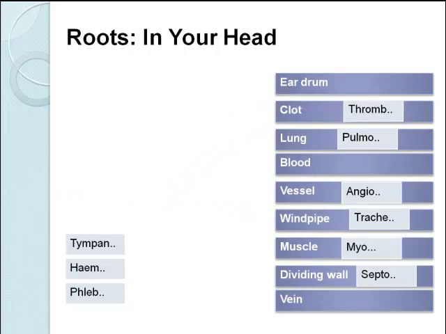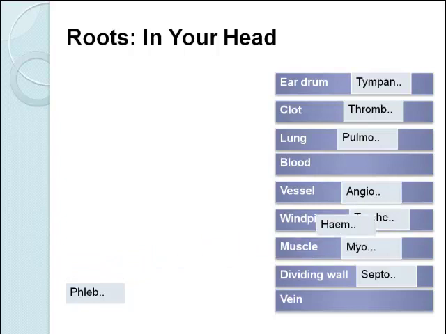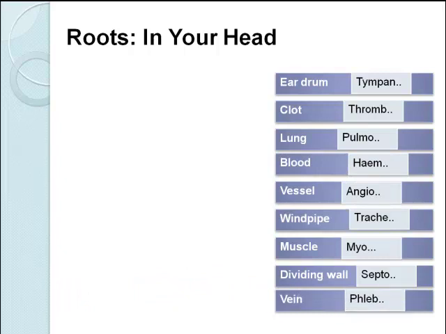Thromb was a thrombus, a stationary clot. Tympan is your eardrum. There was another word for eardrum as well, myringo. And heme is blood, or hemat is also blood. And last, phleb is vein.